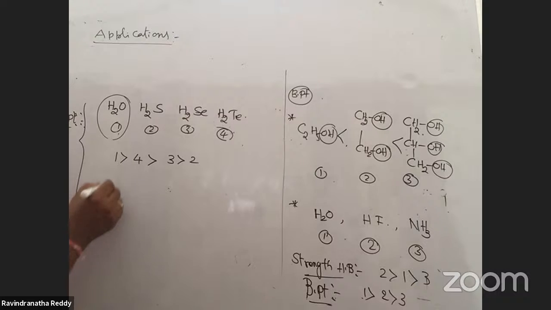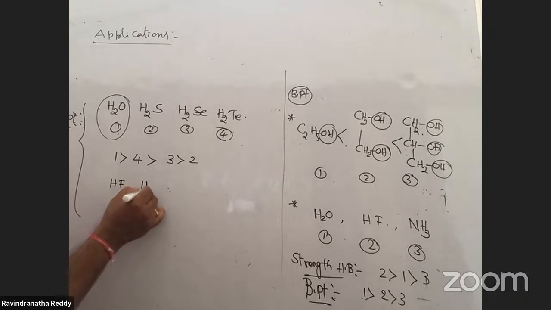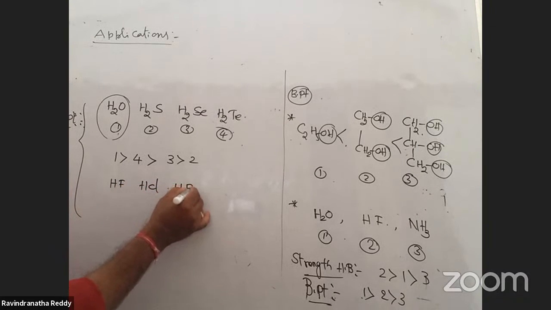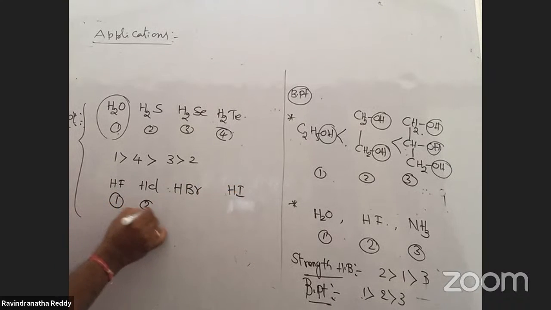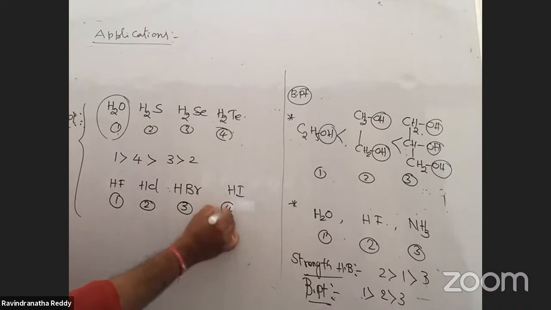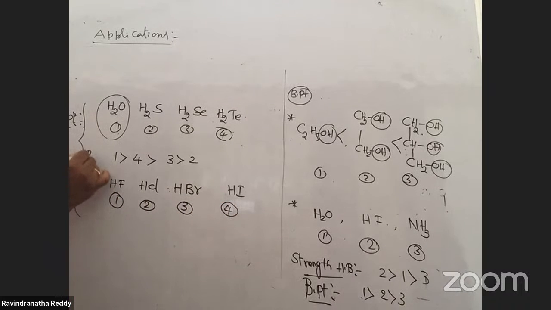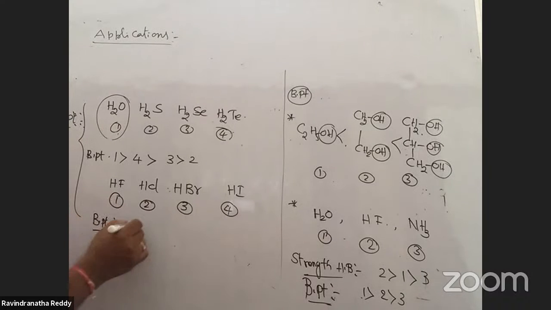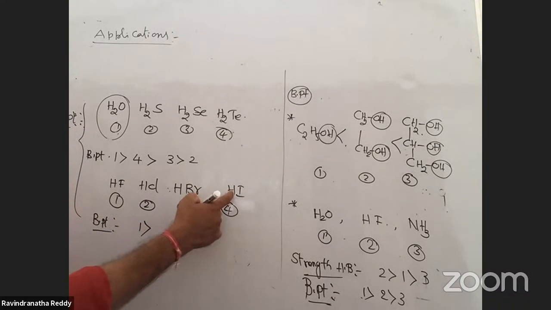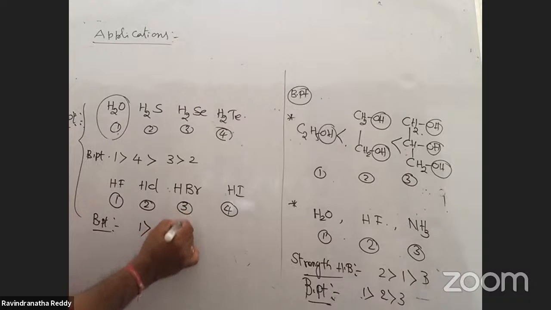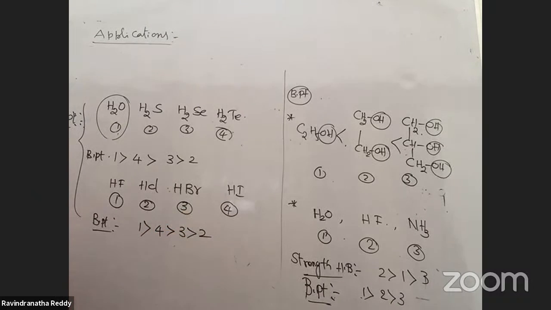Same concept you can apply to HF, HCl, HBr, HI. Compounds 1, 2, 3, 4. What is the boiling point order? Compare that. Topmost is HF. Next is the highest molar mass, 4. Next highest 3. Next highest 2.